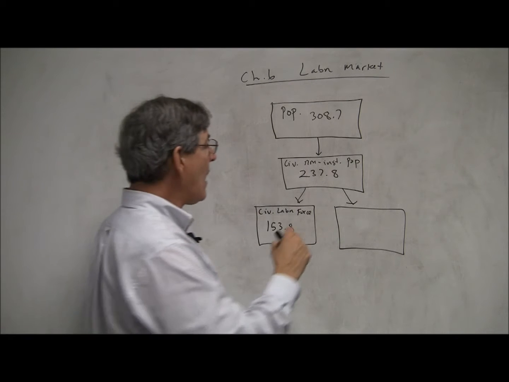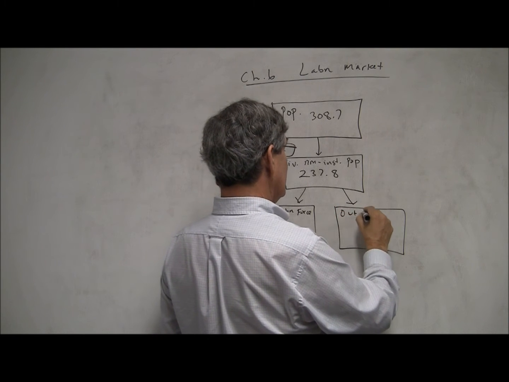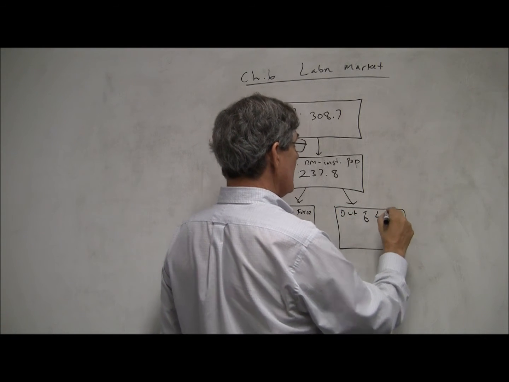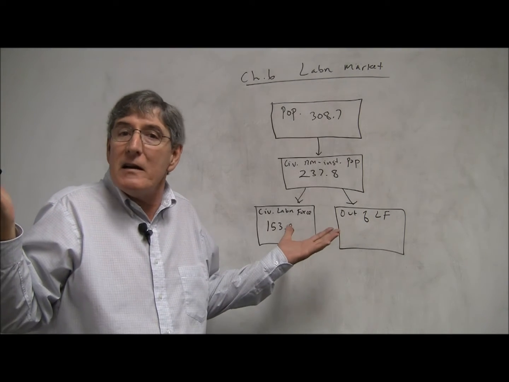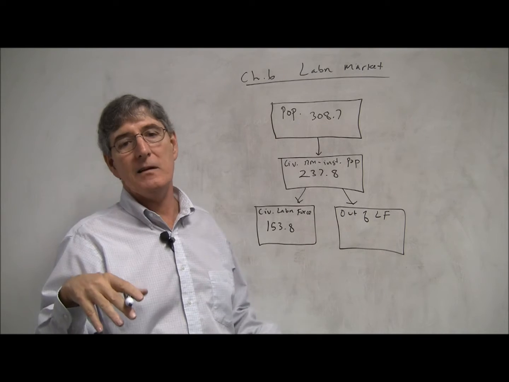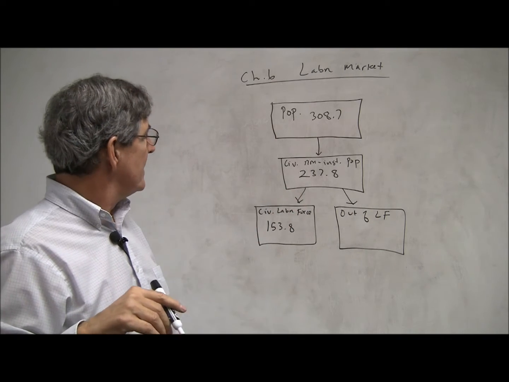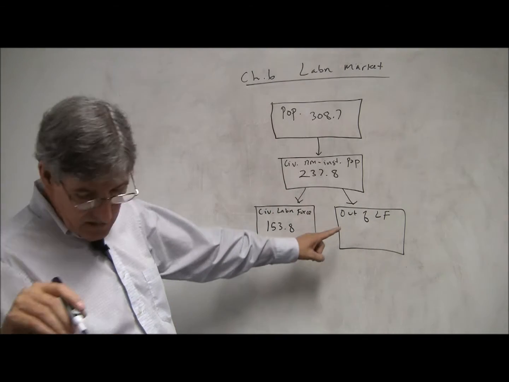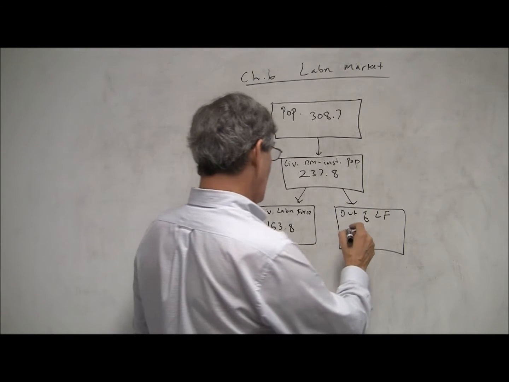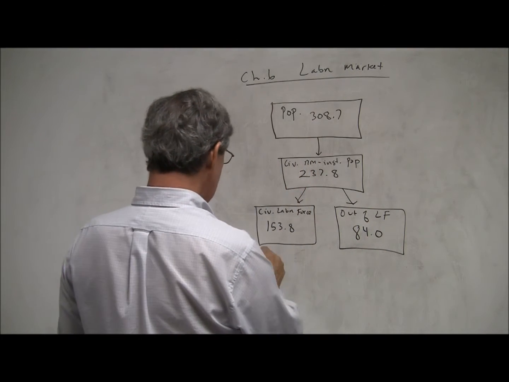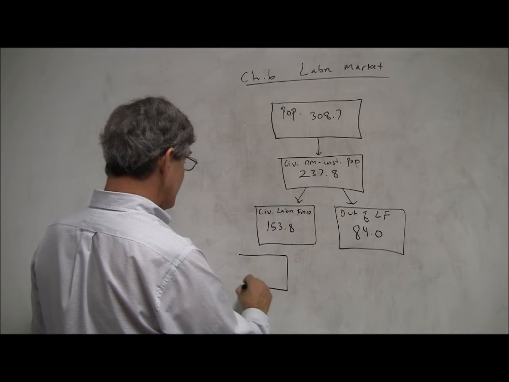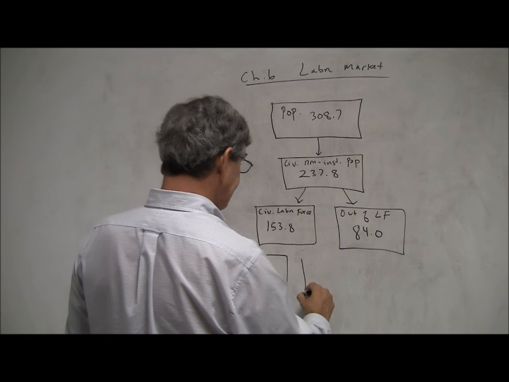Then there's people who are out of the labor force. For some reason, they don't want to work. They just, got enough money, they don't need to work, or there's some other reason. So that number turns out to be 84.0 million. Then we can break this last box into two pieces as well.